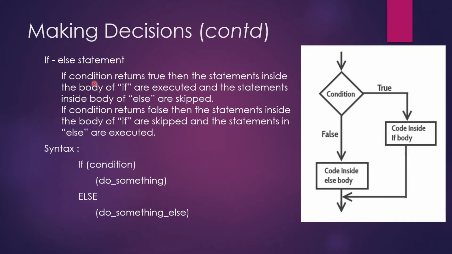So let's read it. If the condition returns true, then the statements inside the body of if are executed and the statements inside the body of else are skipped. And vice versa, if the condition returns false, then the statements inside the body of if are skipped and the statements inside else are executed. If you take a look at the syntax, we can see if starts from here, there is a condition, and if it gets fulfilled, it executes this block. Otherwise, it will execute this block. So this is how we take decisions using the if-else statement.